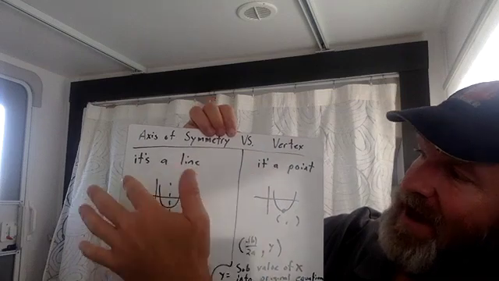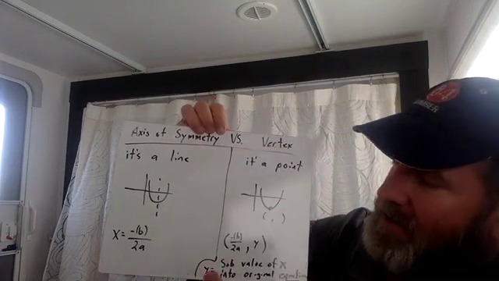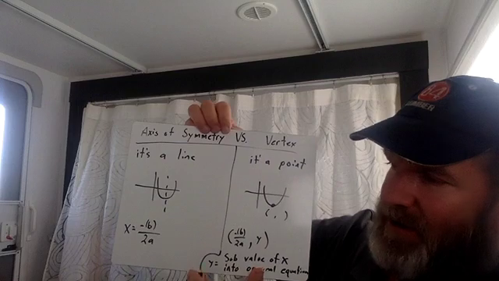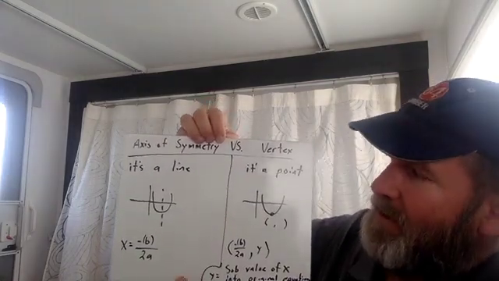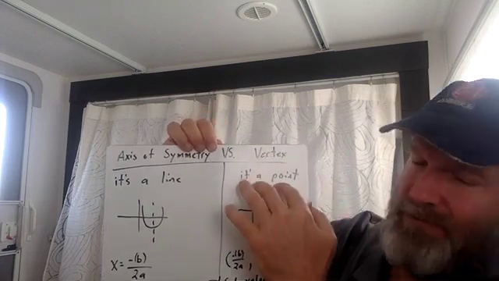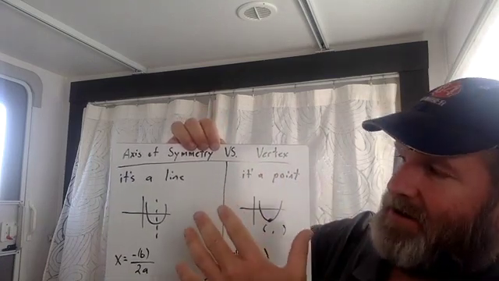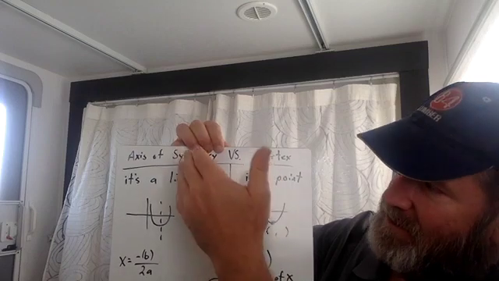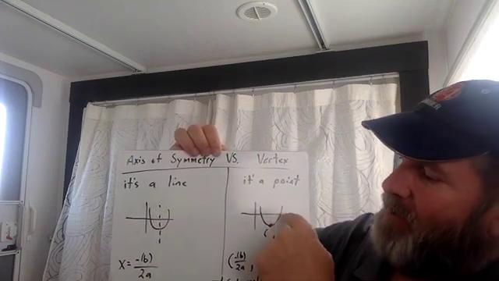Axis of symmetry is a line. Imagine if your parabola was on a piece of paper. It'd be the line that you would fold the paper on to get the two sides of the parabola to match up. Whereas a vertex is a point. So that's the main difference: the axis is a line and the vertex is a point.